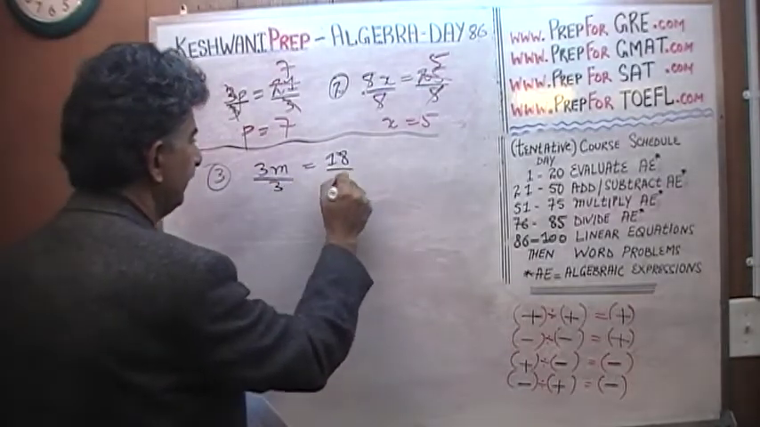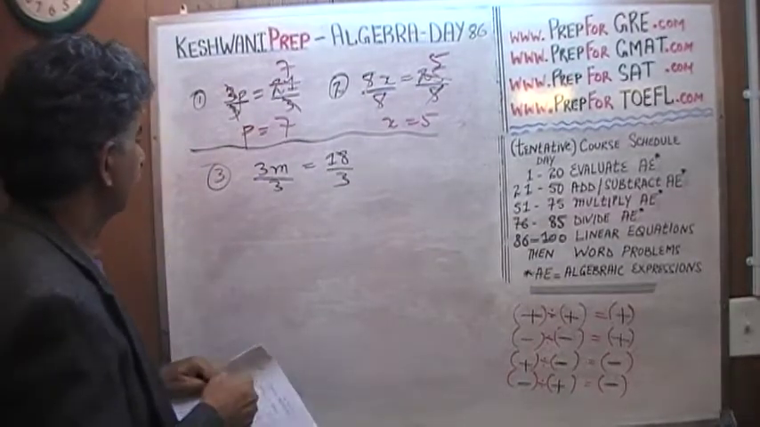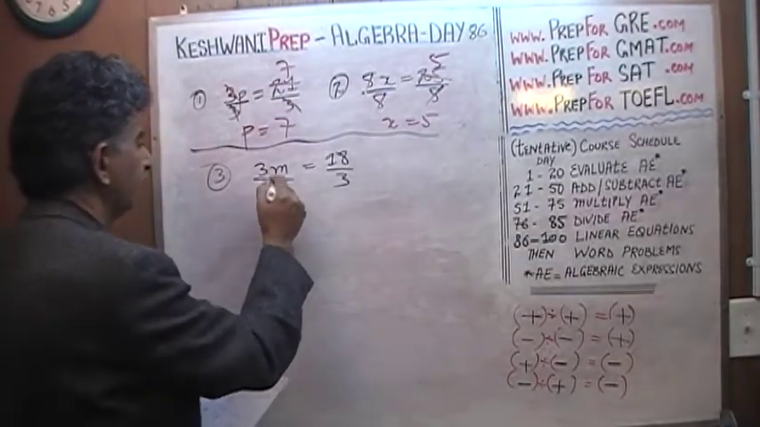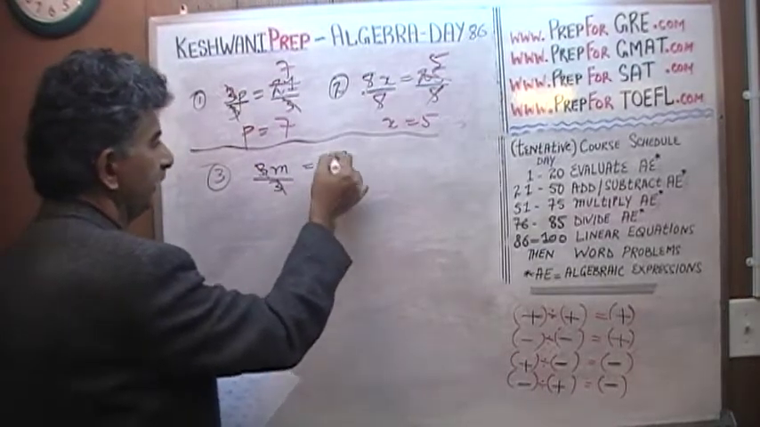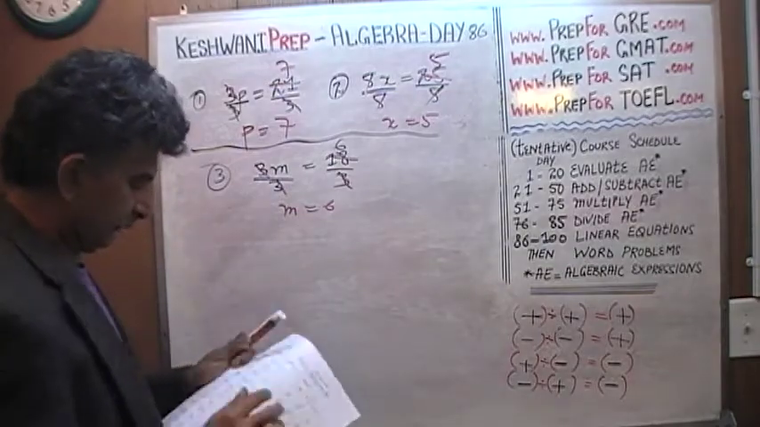Divide both sides by 3, and you get... I'm getting sloppy here. 3 cancels out. 18 divided by 3 is 6. So your m equals 6. Let's do one more.